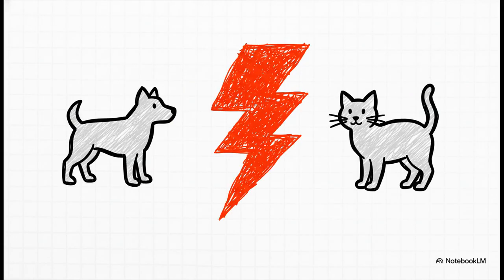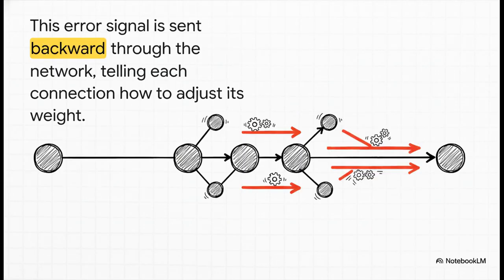And this right here is the aha moment. The network calculates its error. How wrong was I? The size of that error is the whole key to learning. A really big error means, hey, a big adjustment is needed. And here comes the really clever part, a process called backpropagation.